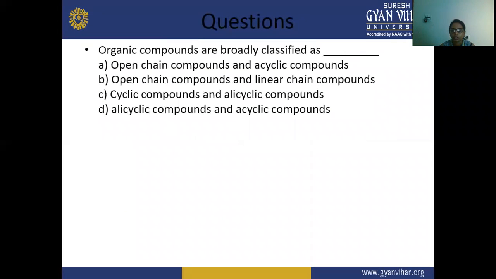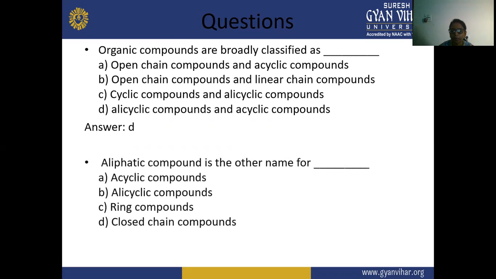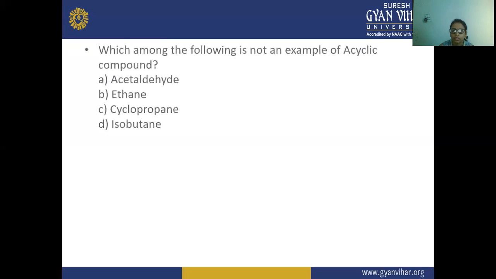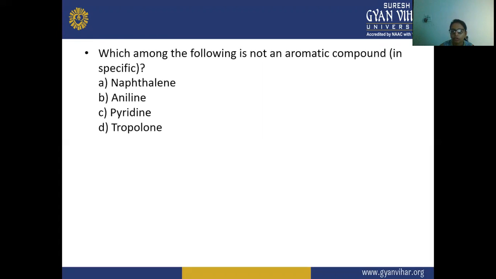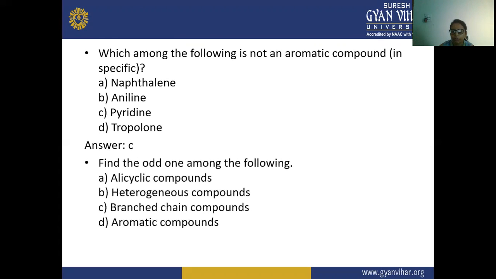Next are the questions. Organic compounds are broadly classified as alicyclic compounds and acyclic compounds. Aliphatic compound is the other name for acyclic compound. Which among the following is not an example of acyclic compound? That is cyclobutane. Which among the following is not an example of any cyclic compound? That is acetic acid. Which among the following is not an aromatic compound? That is pyridine. And find the odd one among the following: that is the branched chain compound.